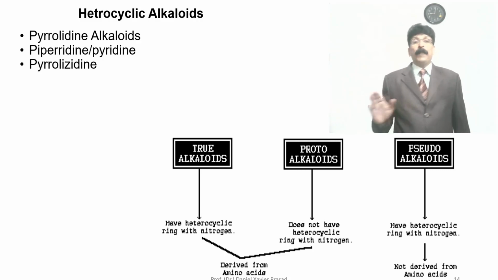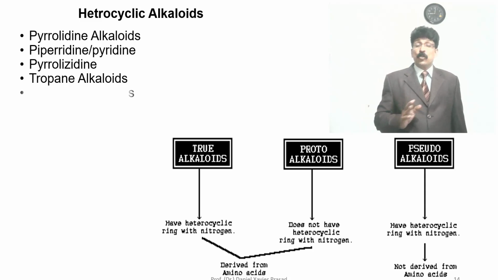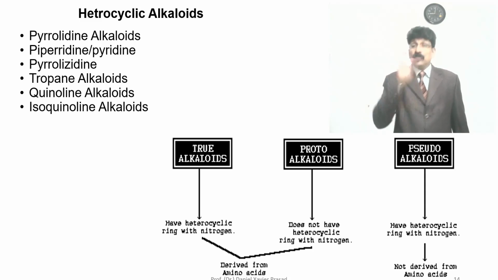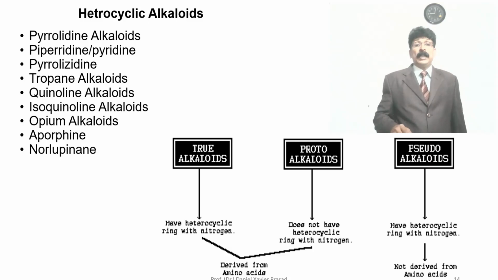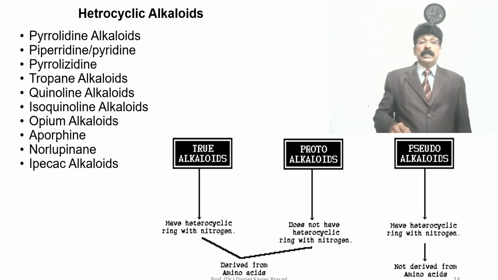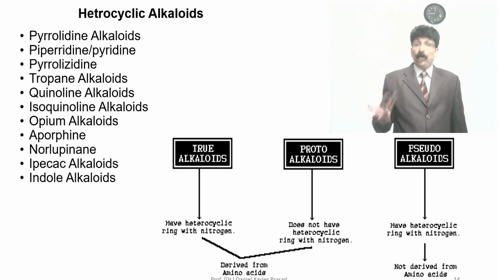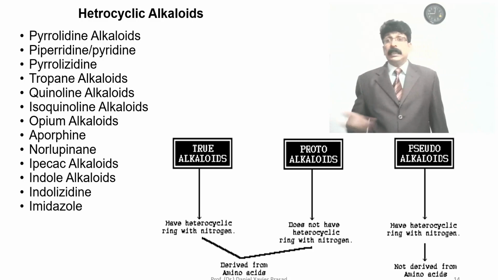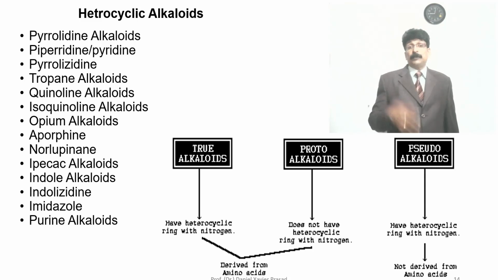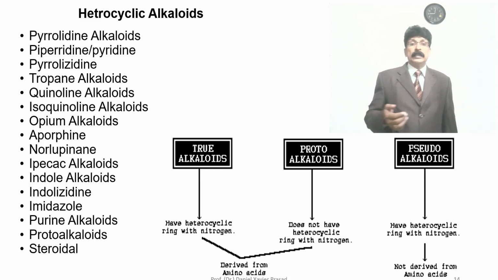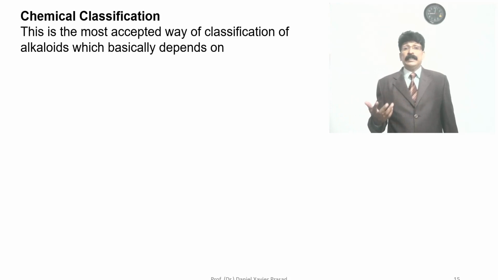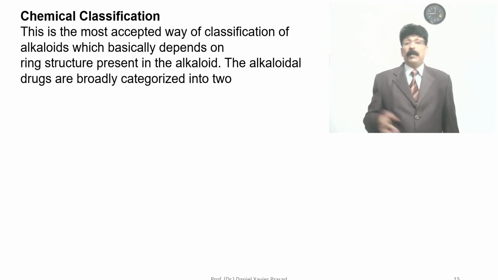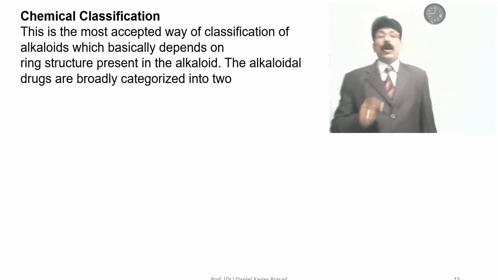piperidine and pyridine alkaloids, pyrrolizidine alkaloids, tropane alkaloids, quinoline alkaloids, isoquinoline alkaloids, opium alkaloids, aporphine alkaloids, norlupinane alkaloids, ipecac alkaloids, indole alkaloids, indolizidine alkaloids, imidazole alkaloids, purine alkaloids, proto-alkaloids, and also steroidal alkaloids and terpenoid alkaloids. So you can see the chemical classification, again I have repeated, this is the most acceptable way of classifying alkaloids, basically dependent on the ring structure present in the alkaloid.